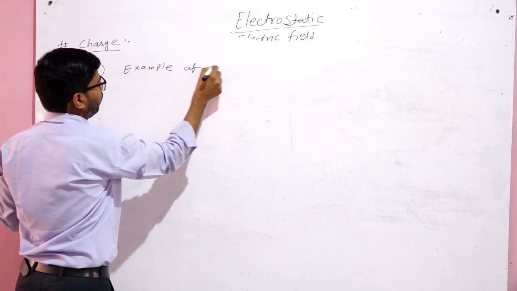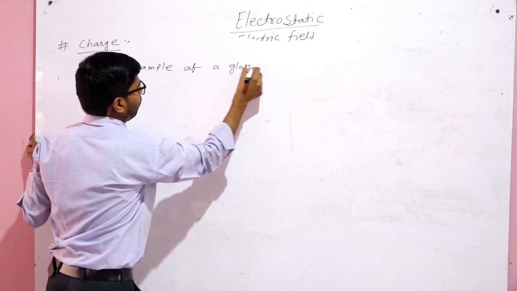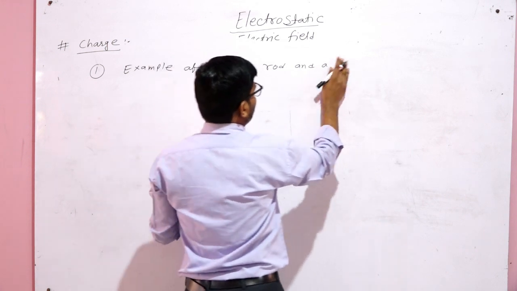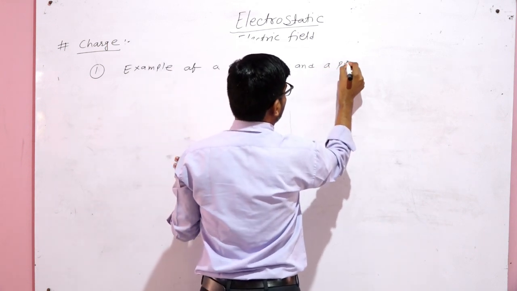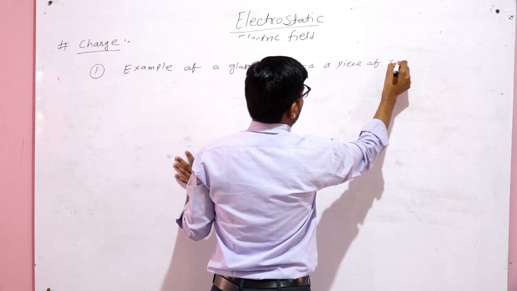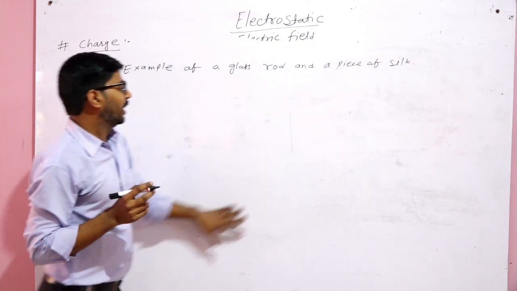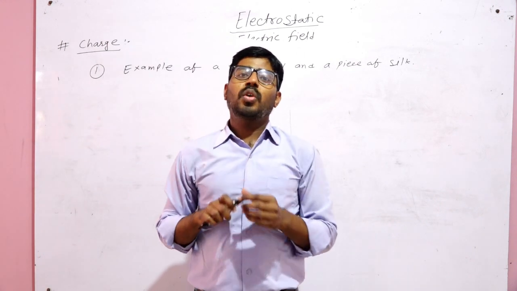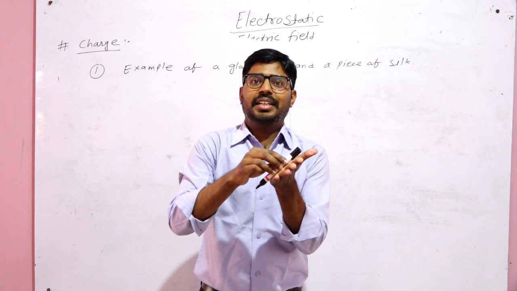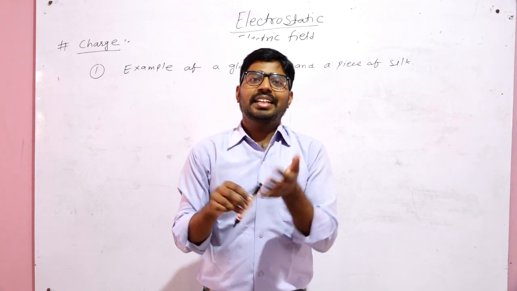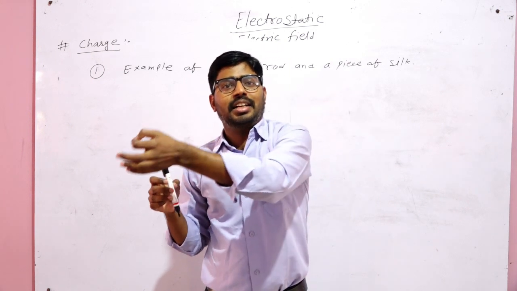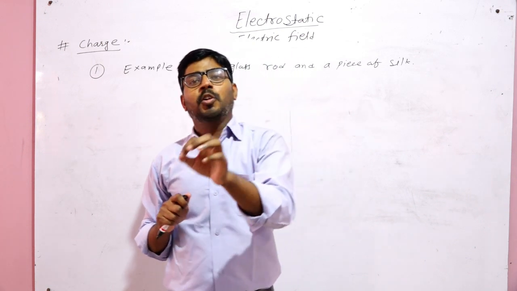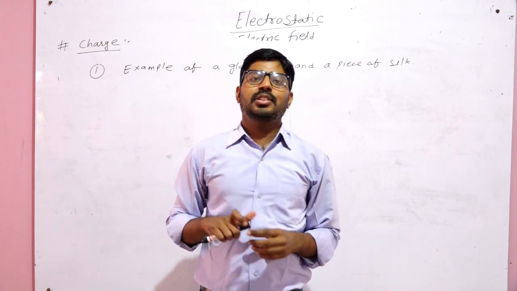Example of a glass rod and a piece of silk. If we rub the glass rod on silk, then what happens? If we rub the glass rod on silk, then a special property comes to the silk and glass rod, that they can apply force on other small particles of dust.